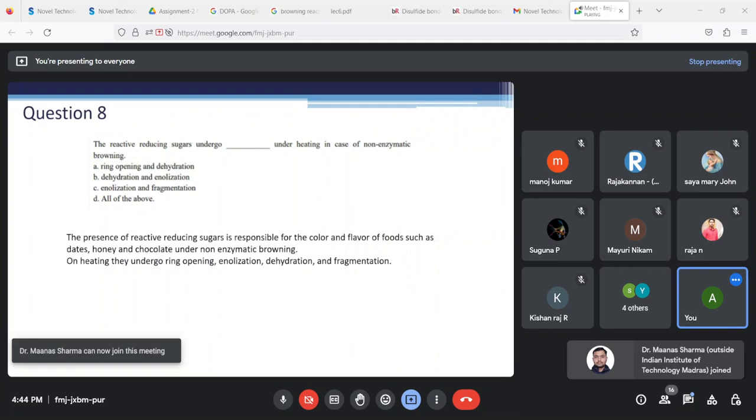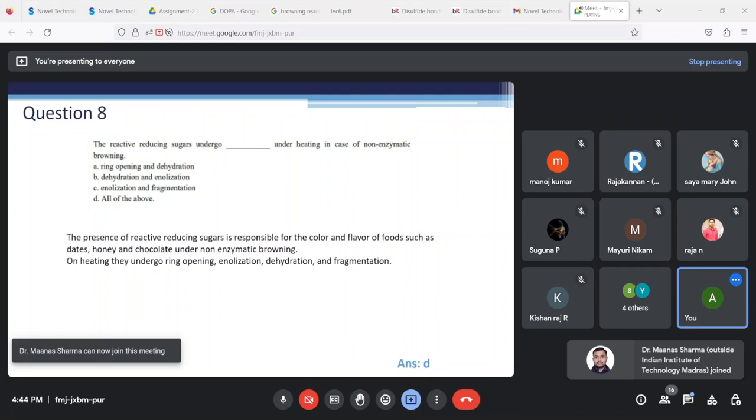So the presence of reactive reducing sugars is what gives the color. These undergo ring opening, enolization, which is a kind of isomerization, the keto-enol isomerization, if you have heard of it. Then they undergo dehydration as well as fragmentation. All these steps result in the formation of melanoids or melanoidin, which give this brown color to foods. Hence, all of these reactions are involved in non-enzymatic browning. So the answer is option D.